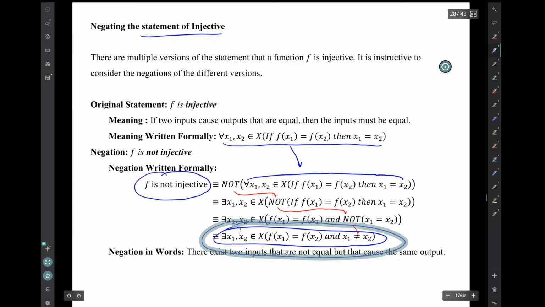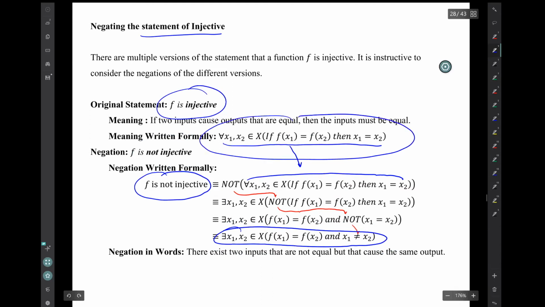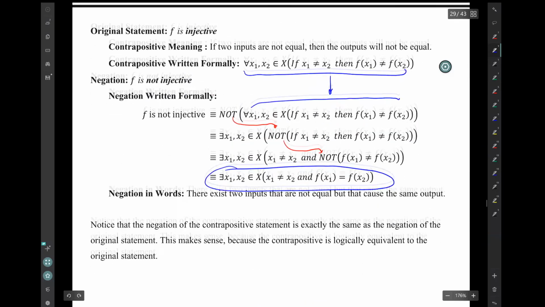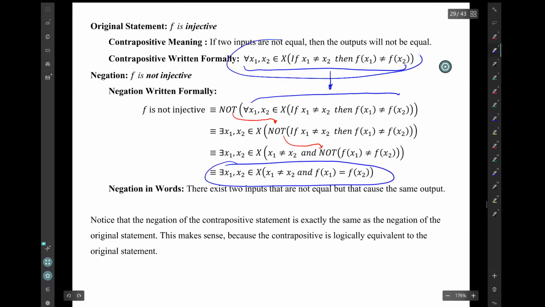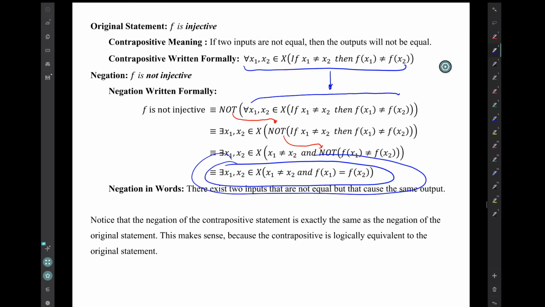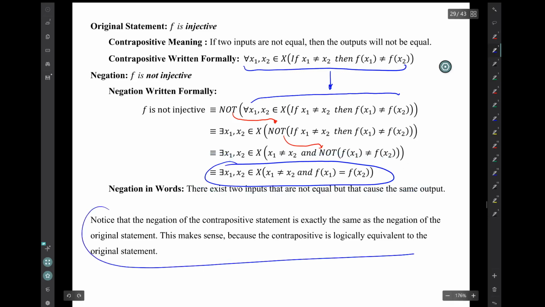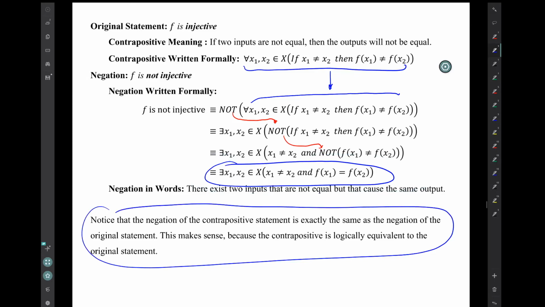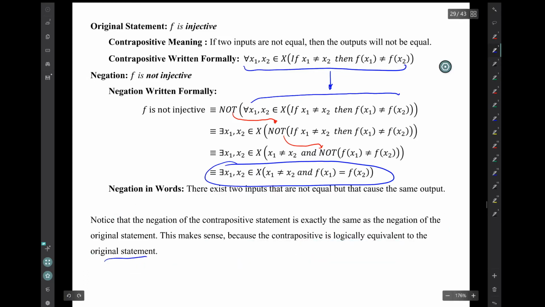So even though there are two different ways of expressing the idea that F is injective, there's this original conditional statement, and there's this contrapositive conditional statement. If I take the negation of either one of them, I end up with the same thing. There exist two inputs that are not equal, but that cause the same output. So that's really cool, that the negation of the contrapositive statement is exactly the same as the negation of the original statement. And that makes sense because remember, the contrapositive statement is logically equivalent to the original statement.